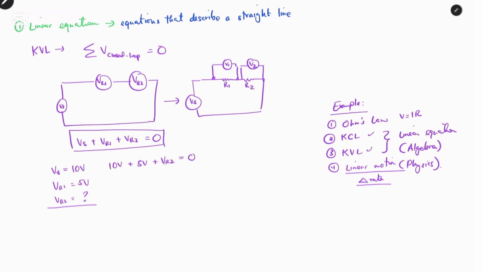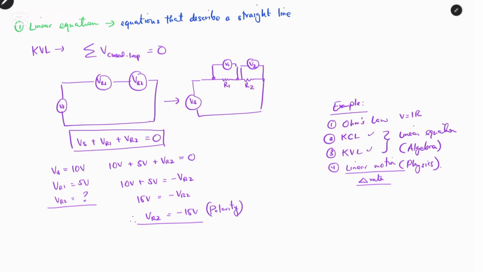Now when we bring this to the other side, we can have 10 volts plus 5 volts equals minus VR2. And now we have 15 volts, which equals minus VR2. Therefore, when we divide by minus in both sides, VR2 is equivalent to minus 15 volts. When you have a voltage which is minus in this regard, the important thing for you to realize in a DC circuit is the polarity.